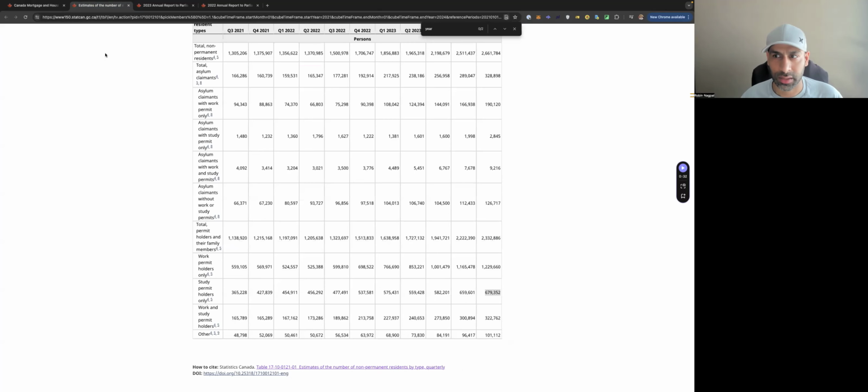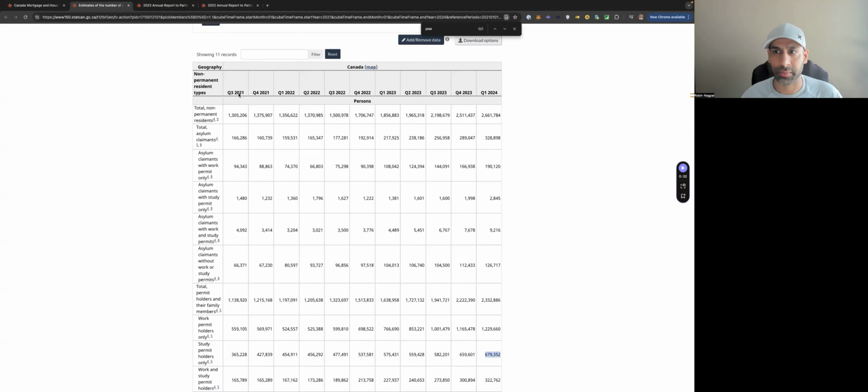Let's see what happened after 2021. In 2021, we had already experienced extreme pain in terms of affordability, rents, and housing. Even after that extreme pain, the government increased the number of temporary non-permanent residents from 1.3 million to 2.6 million. Where is this number coming from?